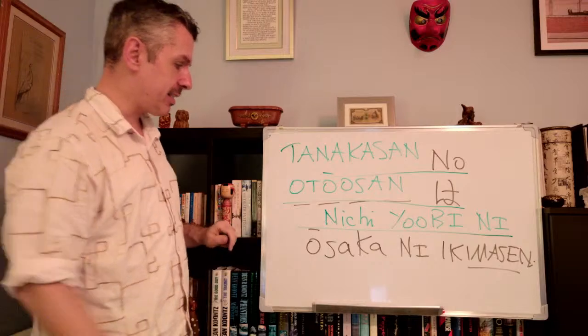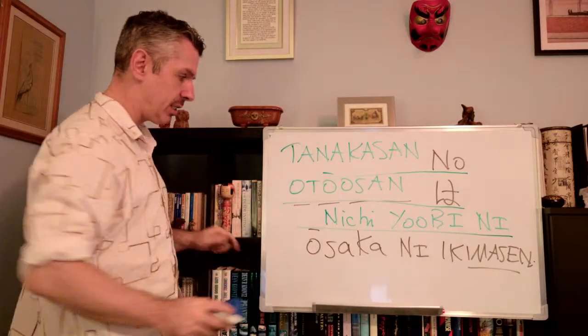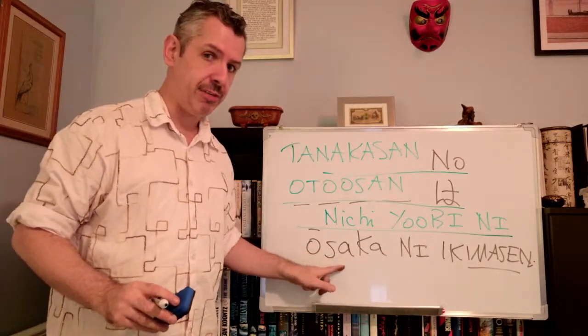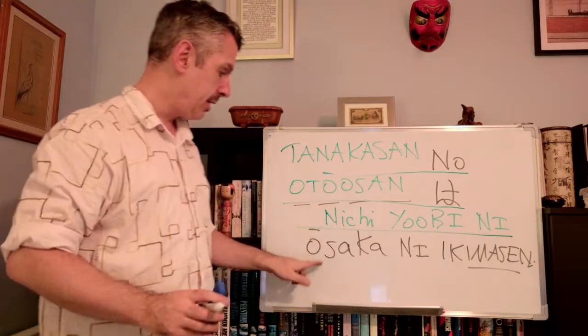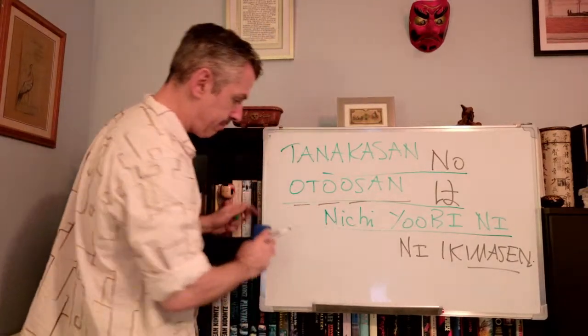Nichiyobi ni Osaka ni ikimasen. You can swap that around for any place in the world. You can have different places, or specific places. For example, gakko, or school. So let's have a school in there.